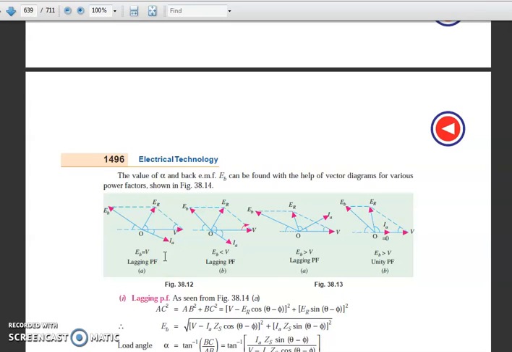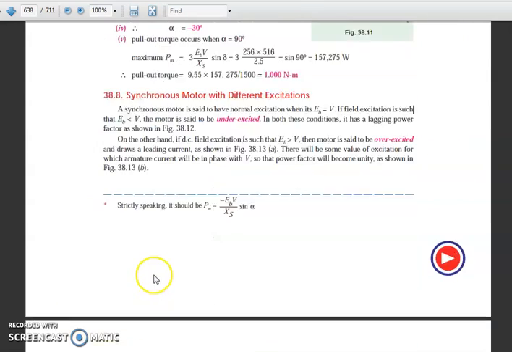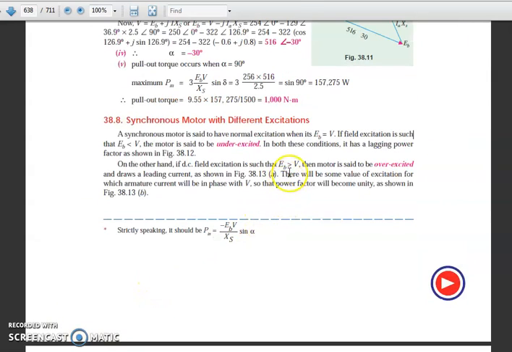Lagging म्हणजे काय, voltage पेक्षा current lag असणार, कमी मागे असणार. So in that case the machine always draws only the lagging power factor current. And in other cases, if EB is greater than V, that means back EMF is greater than supply voltage, then the motor is said to be over excited. And in that case, motor always draws a leading current. Okay, leading current. Synchronous motor तुमचा unity power factor current draw करू शकते, lagging power factor current draw करू शकते, किंवा leading current draw करू शकते.